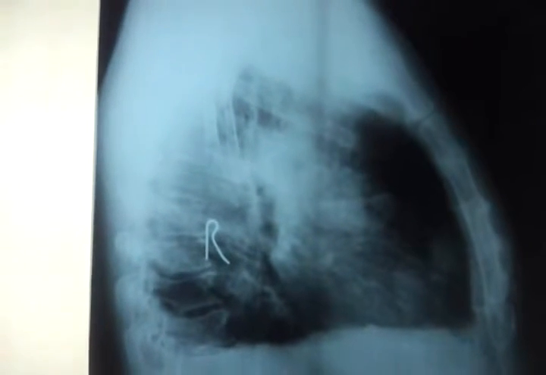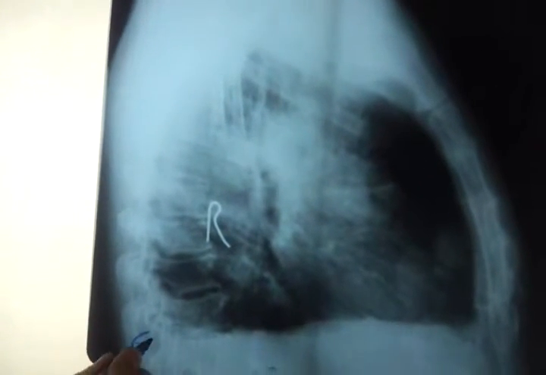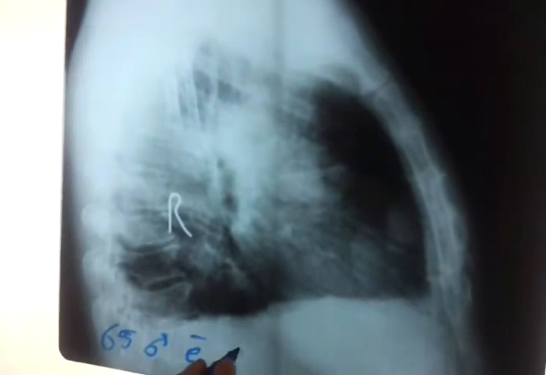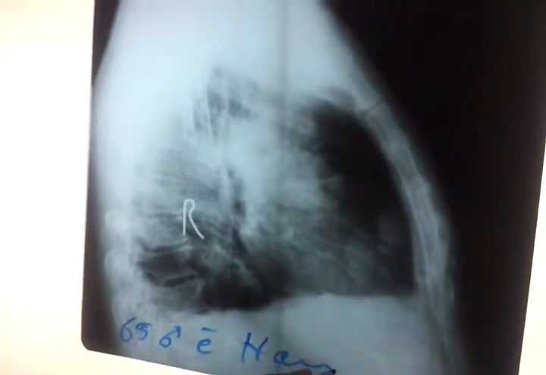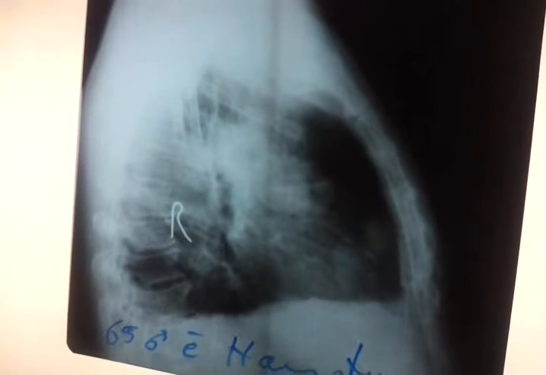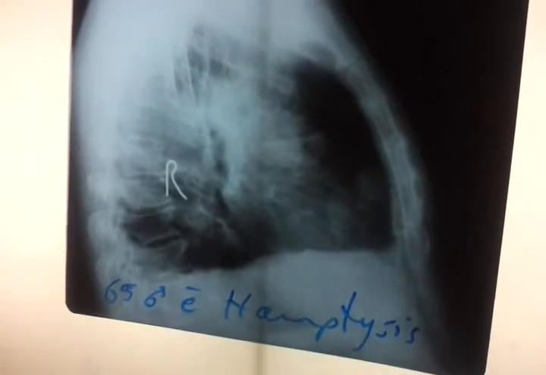We start today's X-ray session. Okay, the first X-ray is this chest X-ray. This patient is a 65-year-old male with hemoptysis. What's wrong?